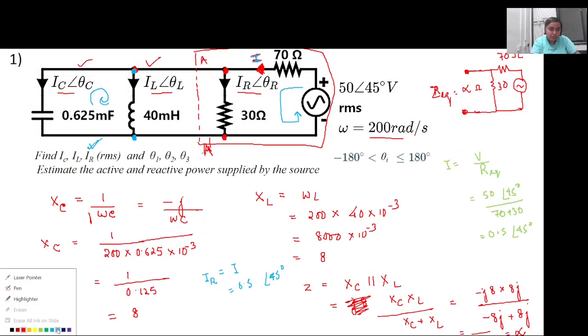So now try calculating IL and IC. Please note that there will be a current IL and IC. You will have to calculate. I'll give you 2 minutes to think, then we'll move ahead with the solution.